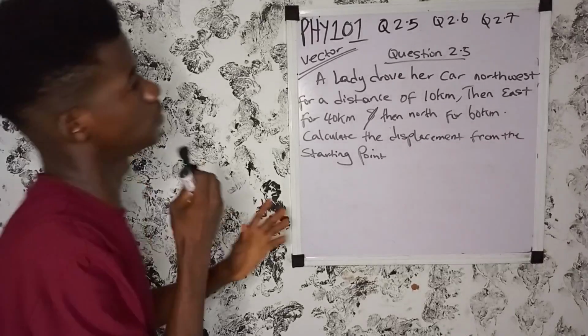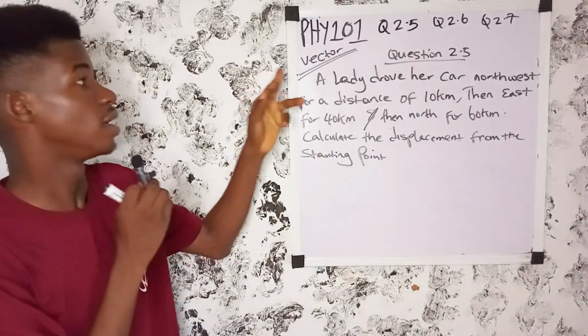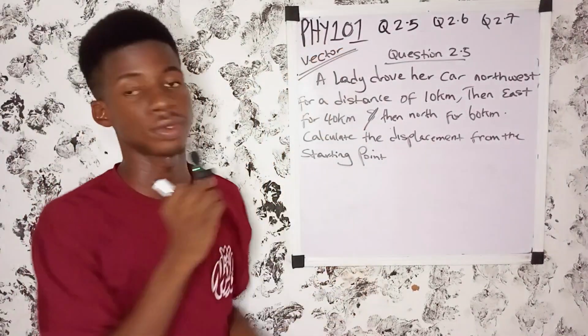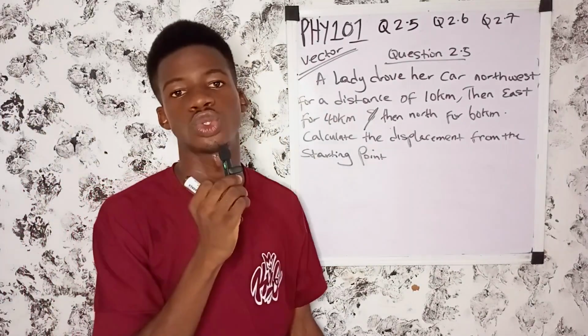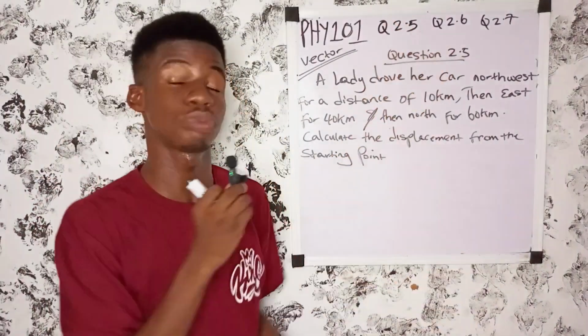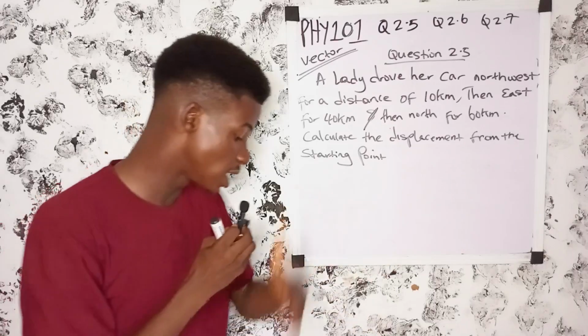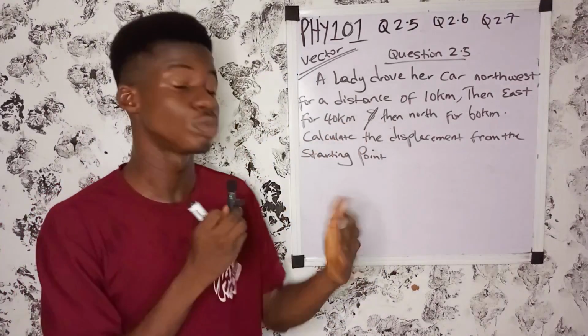Alright, so now this is question 2.5 in vector quantity, that is in Physics 101, vector quantity, chapter 2. In this video I'll be solving question 2.5, question 2.6, question 2.7. In the recent videos I've solved question 2.8, 2.9 and 2.10.